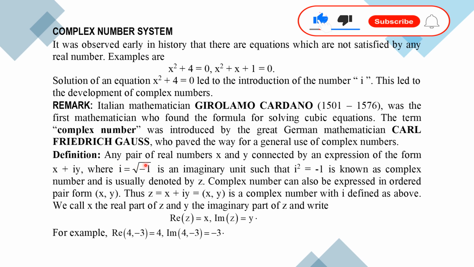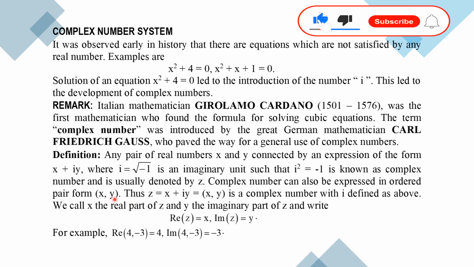Any ordered pair of real numbers x and y, connected by an expression of the form x plus iota y, where iota is equal to square root of minus 1, an imaginary unit such that iota square is in fact equal to minus 1, is known as a complex number, usually denoted by capital Z. A complex number Z can also be written in ordered pair form x, y.